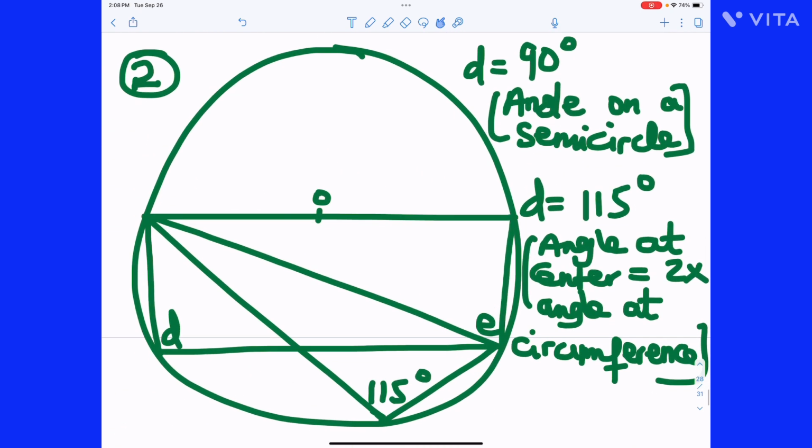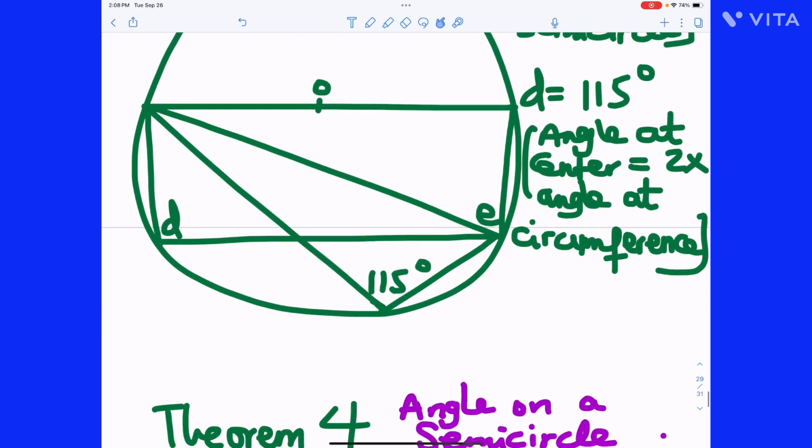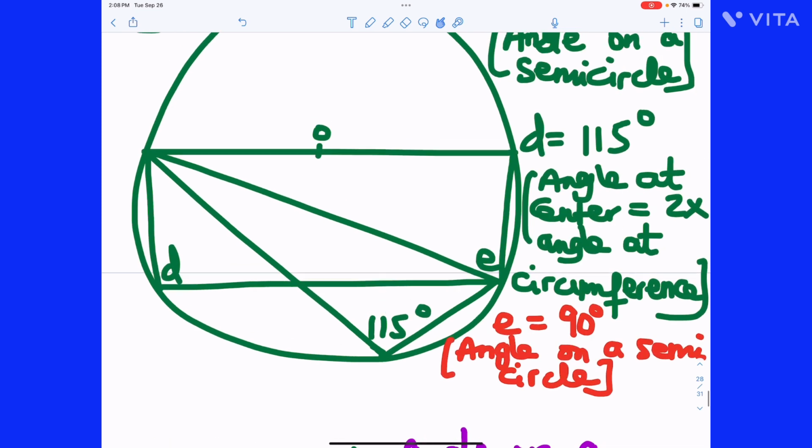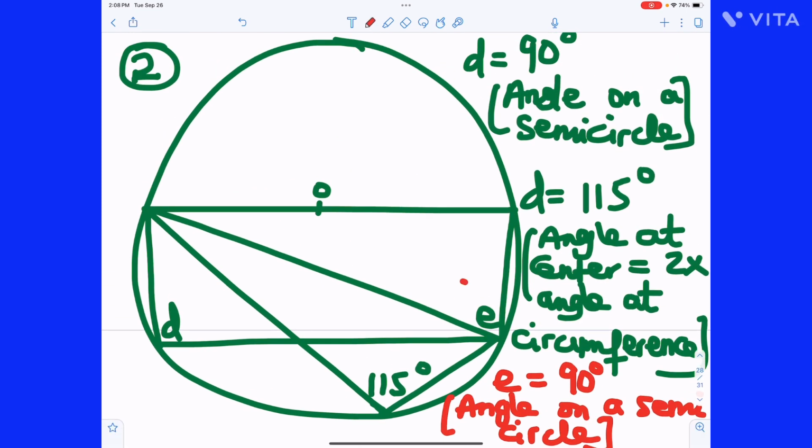So after getting E as 90, I think I did not include that answer. E is equal to 90 degrees. What's the reason? Angle on a semicircle. E is an angle on a semicircle. So after getting E as 90 degrees, let me write that here. 90 degrees. We now go ahead and find D.